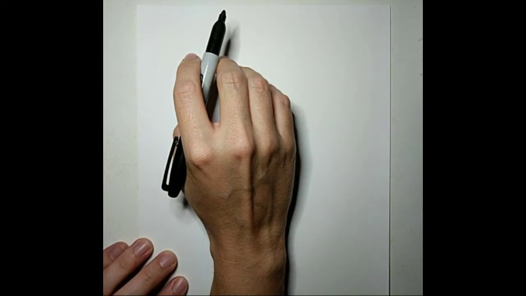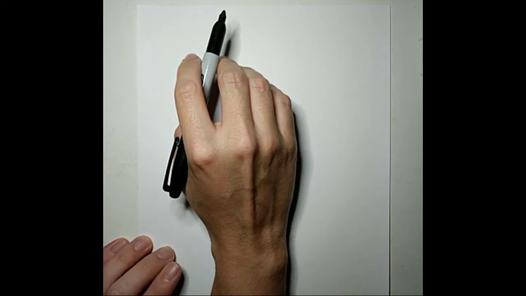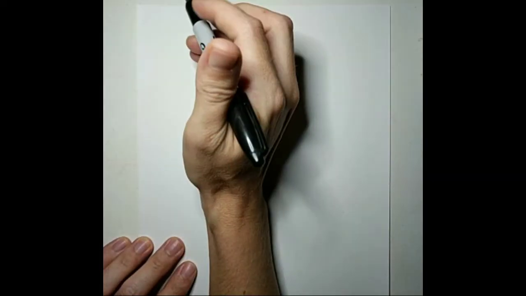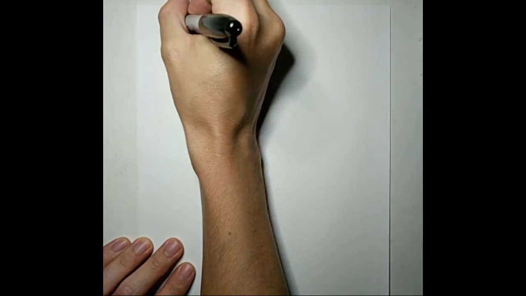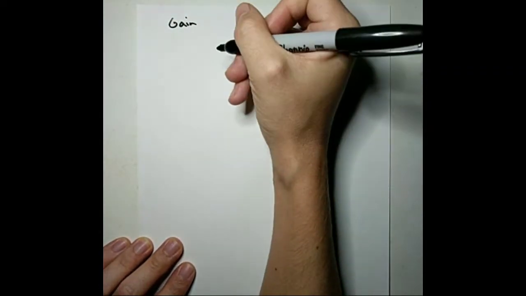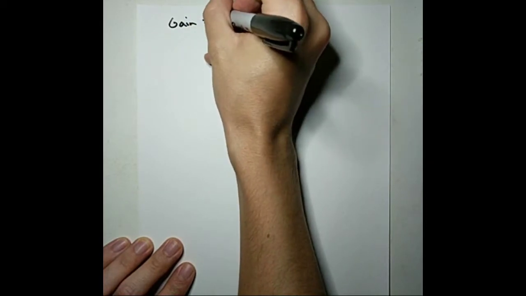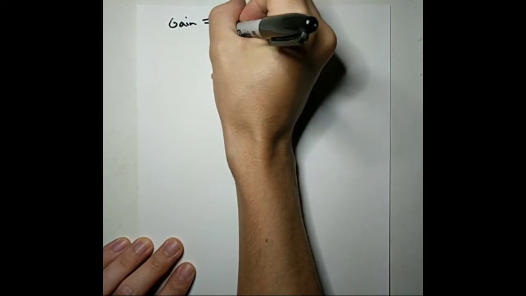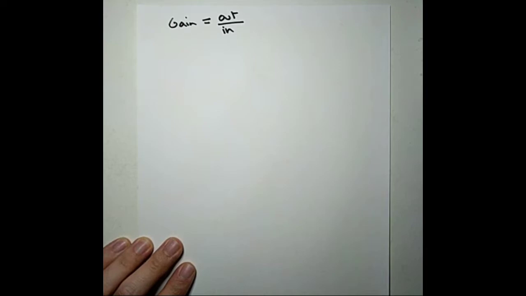Hi, I'm Justin, and in this video I'm going to be talking a little bit about the Active Circuits lab. So to begin with, we're going to talk about the concept of gain. So gain is your output over your input.